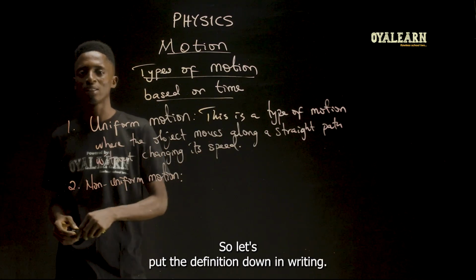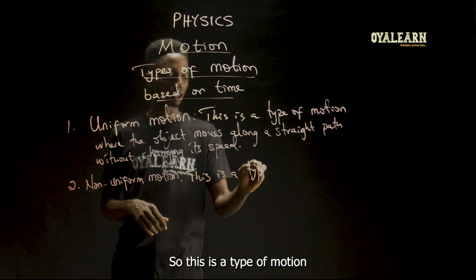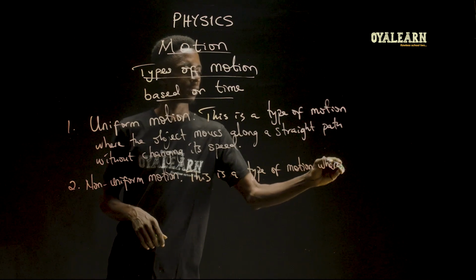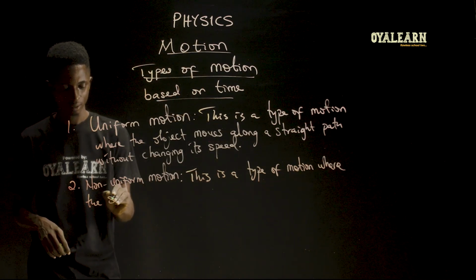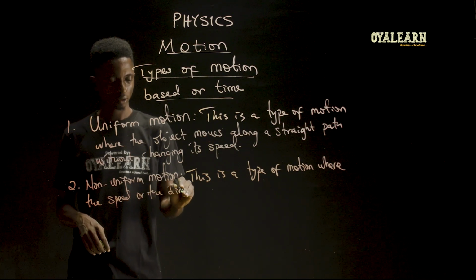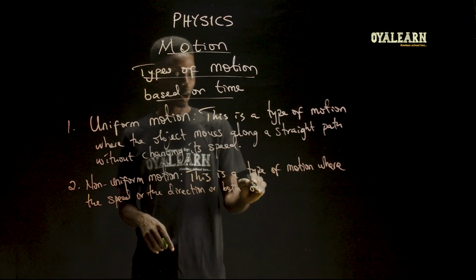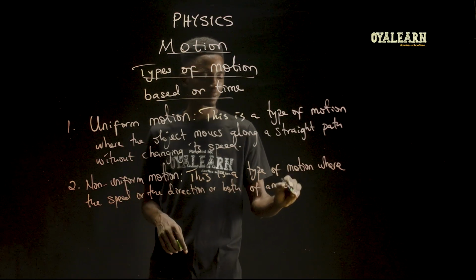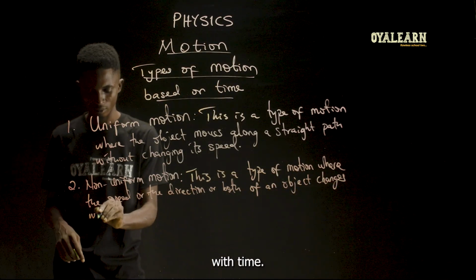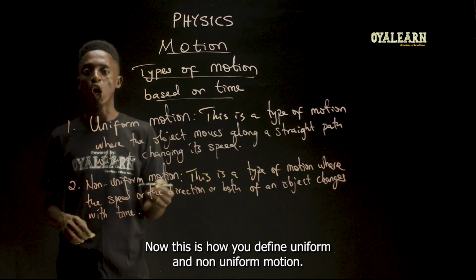So let's put the definition down in writing. This is a type of motion where the speed or the direction or both of an object changes with time. Now, this is how you define uniform and non-uniform motion.